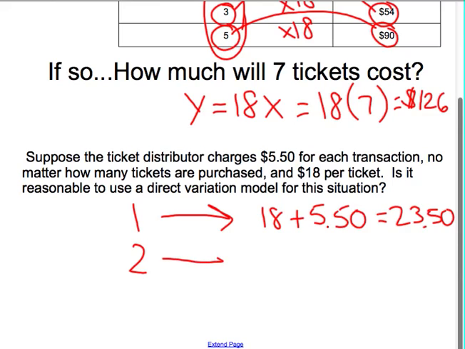Now 2 tickets. How would you go about figuring out how much 2 tickets cost? 18 times 2. Good. And then is it $5.50 again, or is it double that? No, the ticket distributor's fee for buying a certain number of tickets is the transaction. All right, so it's plus $5.50. So this plus 5.50. So it's what? $41.50.